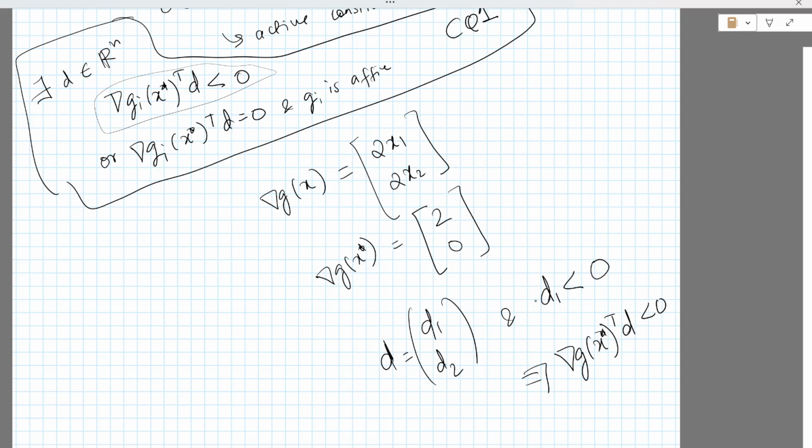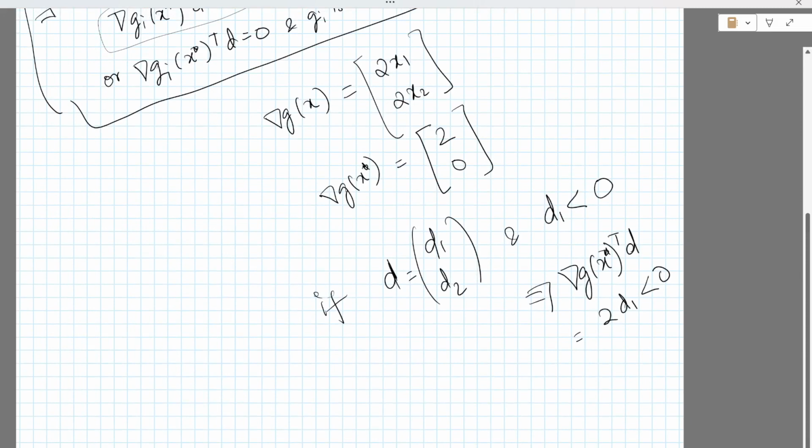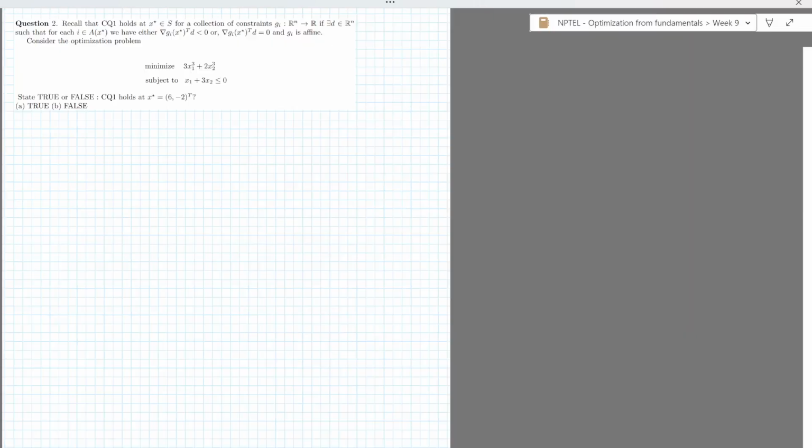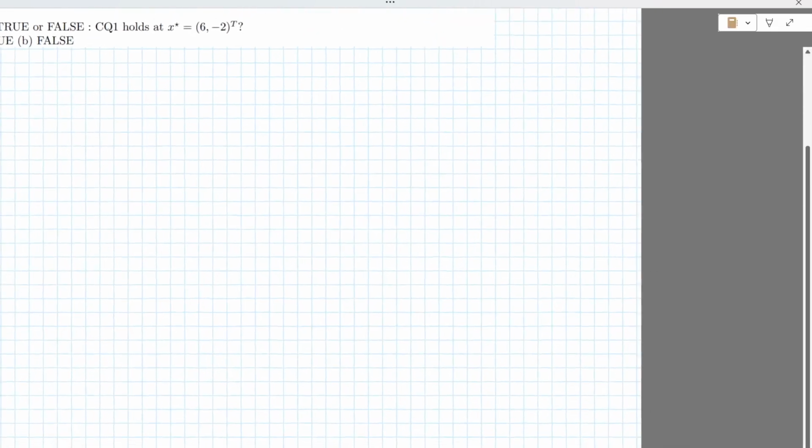So if d1 is negative, and if I take a dot product with this, then what I'll get is 2d1, and 2d1 is negative because d1 is negative. Okay. So that was the first question. And go to the second question.